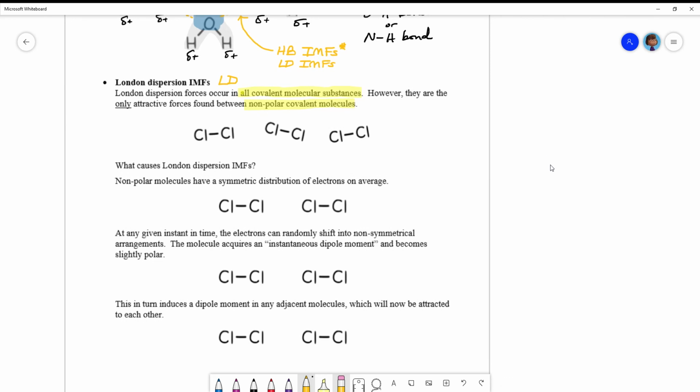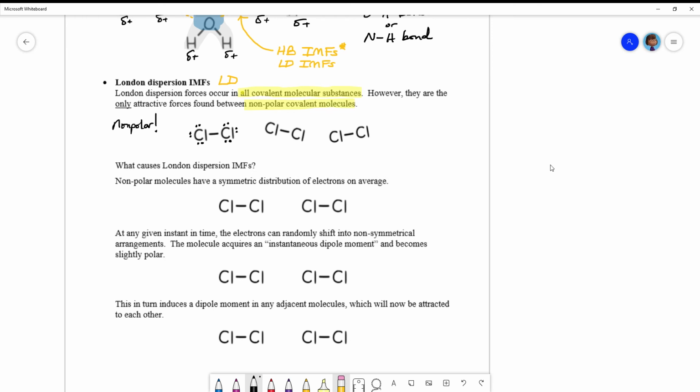Now, London dispersion intermolecular forces are the only type of attractive force that we will find between nonpolar covalent molecules. And as an example, we're going to take a look at diatomic chlorine, which is a molecular element. So I'm going to complete the Lewis structure of the molecule to the left by putting in all of the lone pairs. Again, I'm not going to complete the other Lewis structures. And this, of course, is a classic nonpolar molecule.